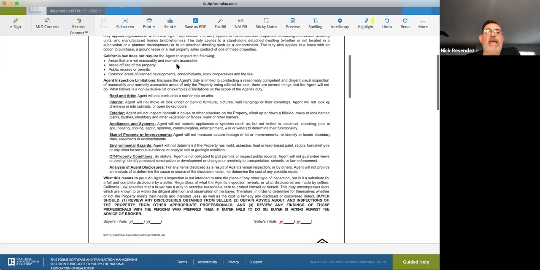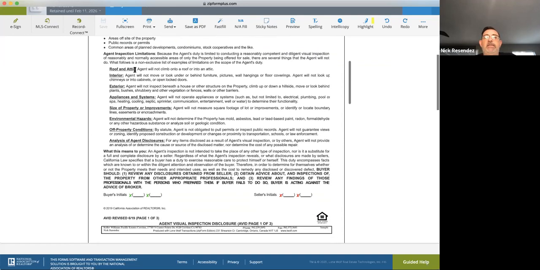California law does not require the agent to conduct inspections on areas that are not reasonably and normally accessible, areas off-site of the property, meaning neighborhood or local issues, public records or permits. Okay, we're not supposed to pull permits or look at public records. Why? Because we're not qualified to interpret or understand what those documents reference or talk about. We're not contractors. That's the appropriate party that is a professional that can do that. We're not obligated or required to go look at any of the common areas or the planned development sites for condos and stock co-ops, PUDs, that kind of stuff.